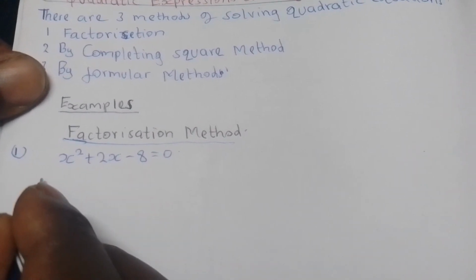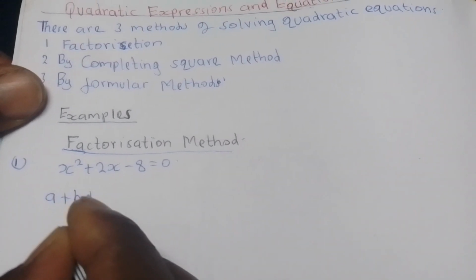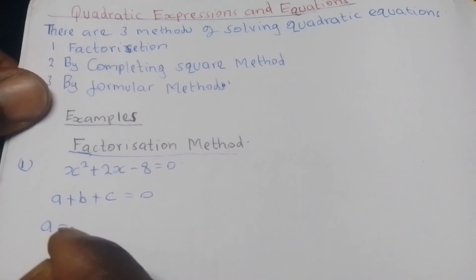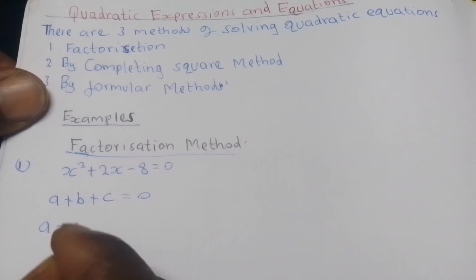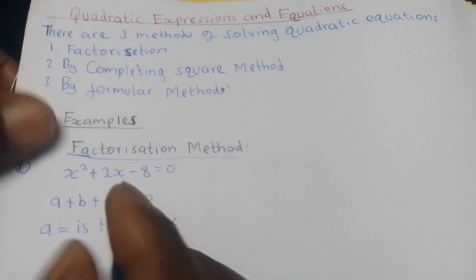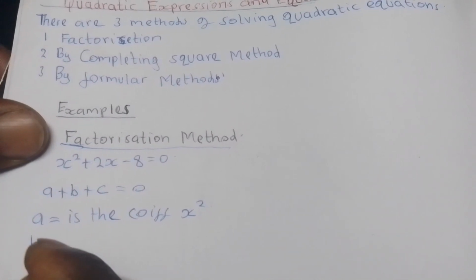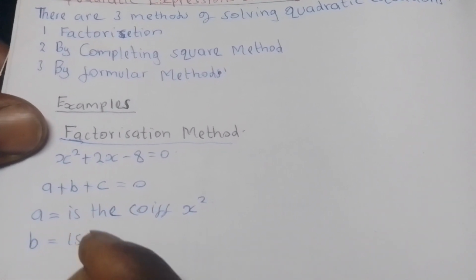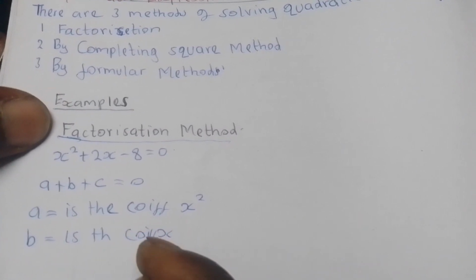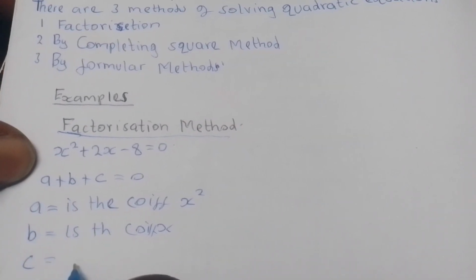Please remember that a quadratic equation is always in the form ax squared plus bx plus c is equal to 0, where a is the coefficient of x raised to power 2, b is the coefficient of x, and c is the constant.